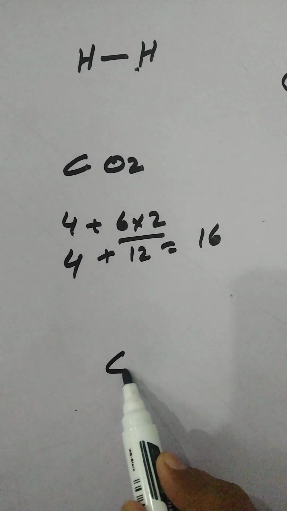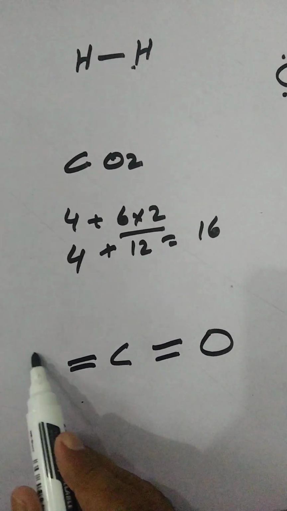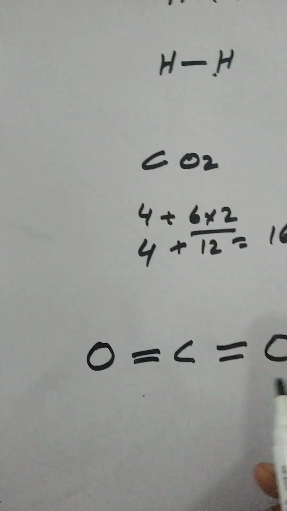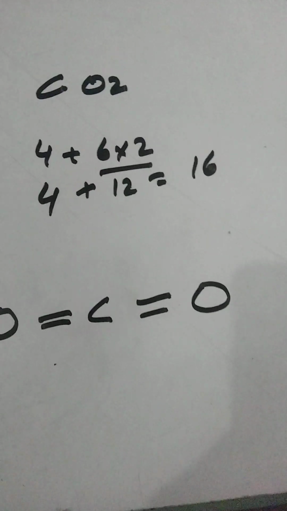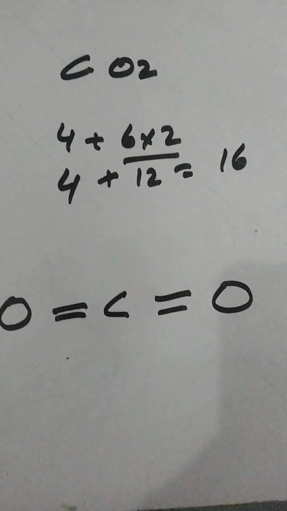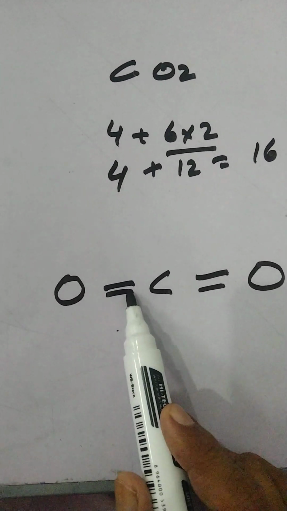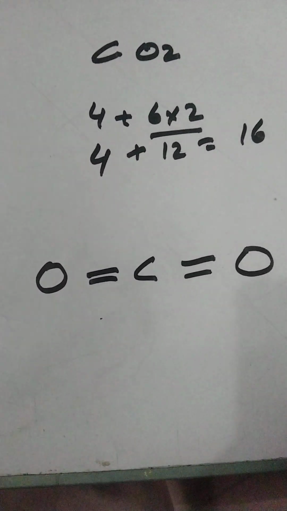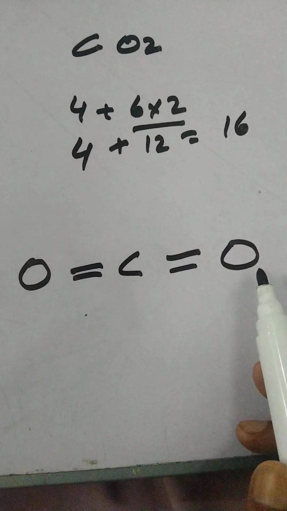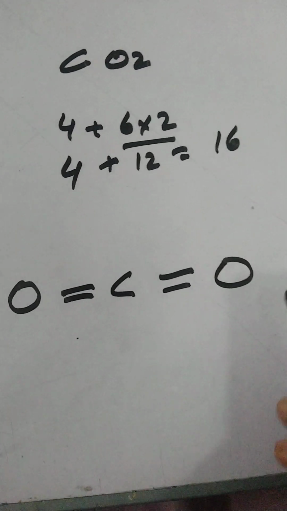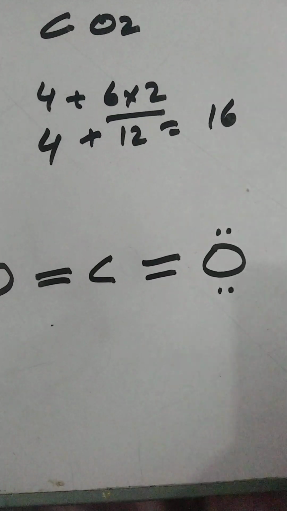Now carbon double bonds with oxygen. We know that oxygen forms a double bond. If it is possible, we will fix the double bond; if not, then we will make a single bond with the oxygen. Now we will see 1 2 3 4 5 6 7 8. The carbon's octet is completed, but the oxygen has only 4 electrons. It needs 4 more electrons to complete its octet.